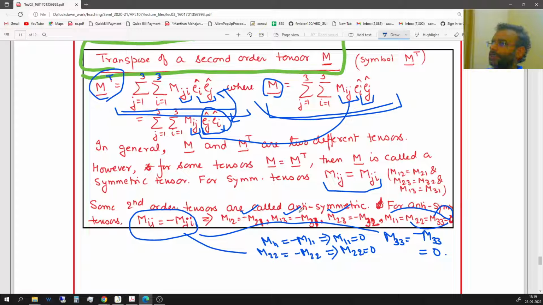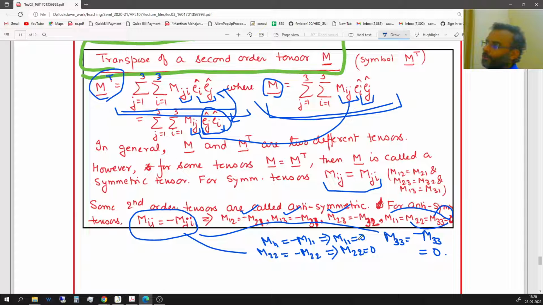Some second order tensors are called antisymmetric if Mij equals minus Mji. So even though I am writing this condition as a single equation, mind you, this actually represents nine scalar equations. Why? Because i can take value 1, 2, 3, j can take value 1, 2, 3. So the condition for a second order tensor to be antisymmetric is M12 must be equal to minus M21, M13 should equal minus M31, M23 equals minus M32, and M11, M22, and M33 are all 0.